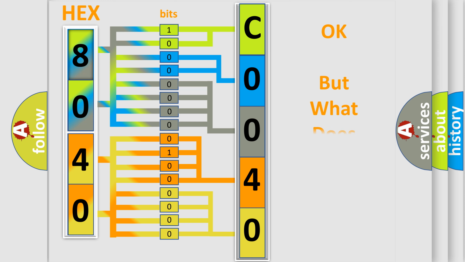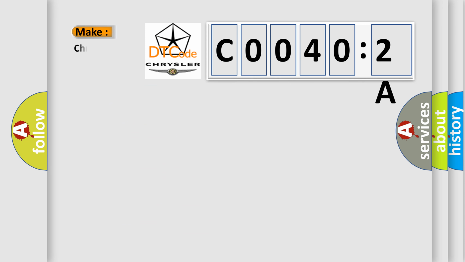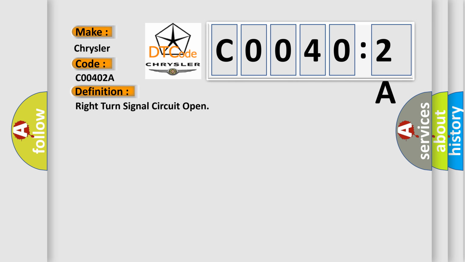The number itself does not make sense to us if we cannot assign information to what it actually expresses. So, what does the Diagnostic Trouble Code S.r.o.the interpret specifically for Chrysler car manufacturers? The basic definition is right turn signal circuit open. And now this is a short description of this DTC code.